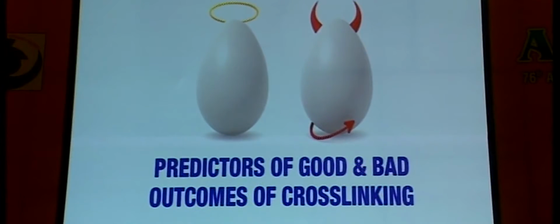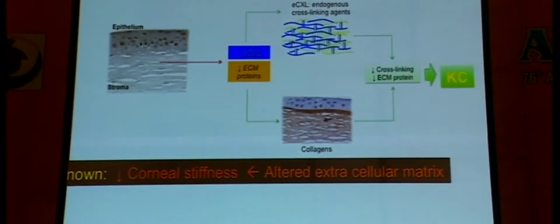When you look at predictors of good and bad cross-linking, you have to understand that the keratoconus eye or your normal cornea, the same model applies for refractive surgery also. There are cross-linking agents already existing in your eye. Lysyl oxidase is one of the known ones, but there are many more compounds. That means that your eye is getting cross-linked as we move on. Who is doing the cross-linking? We are not using riboflavin all the time.